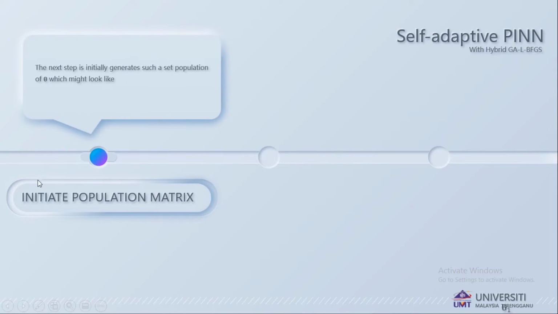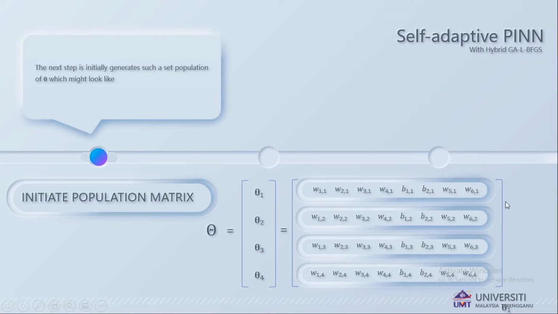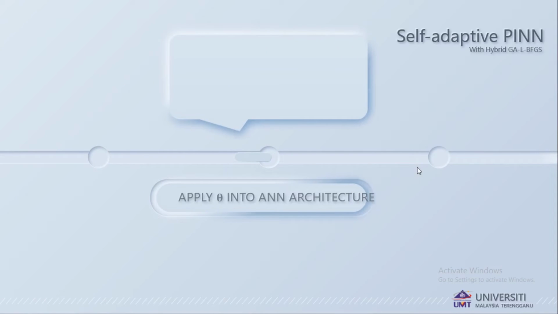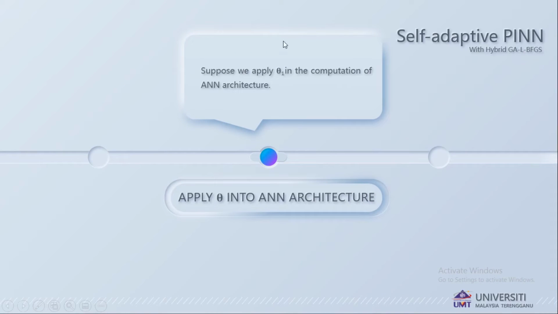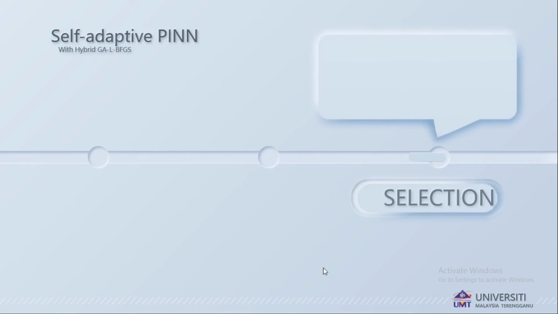Alright, in a GA process, we initiate the population matrix which consists of several theta and it looks like this. We then apply each theta in the population matrix of the ANN architecture. Suppose we apply the theta 1 to our architecture. The visualization of the process looks like this. So, we will obtain the loss function. A similar process has to be done for all theta.